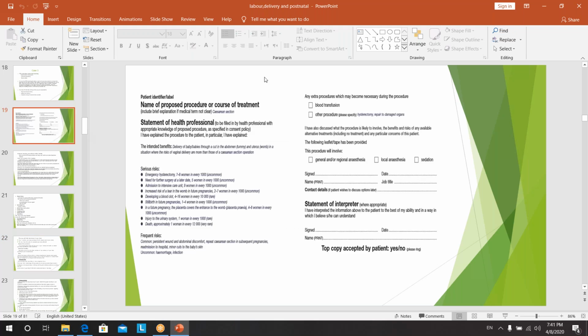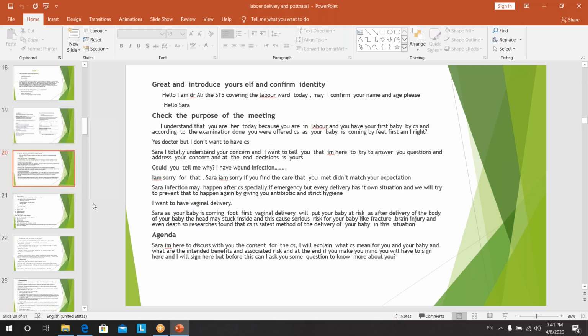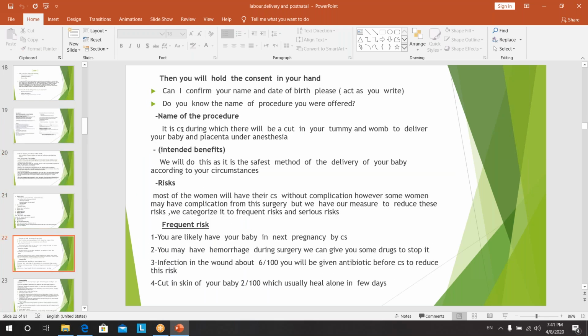As you see here, this is the consent for the cesarean section. Okay, here is the name of the procedure. It will be empty in the exam. Here the benefit, it will be empty, and you will act as you write here. Also the risks, it will be empty and you will write here. So in the name of the procedure, you will ask, do you know the name of the procedure? She will say, no. Okay, it is a cesarean section, during which there will be a cut in your tummy and womb to deliver the baby and the placenta under anesthesia.